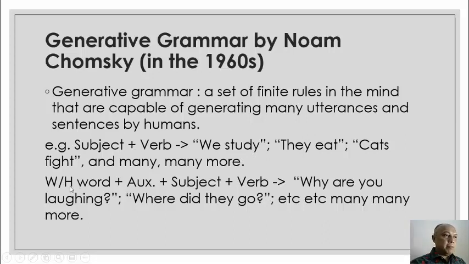Another pattern is WH word plus auxiliary plus subject plus verb. Based only on this rule, we can say, why are you laughing? Where did they go? Etc. You can produce many more questions using only this rule. So the number of the rules is limited, finite, but it enables us to generate, to produce many sentences, many utterances. That's the power of generative grammar. That's the power of our mind actually.